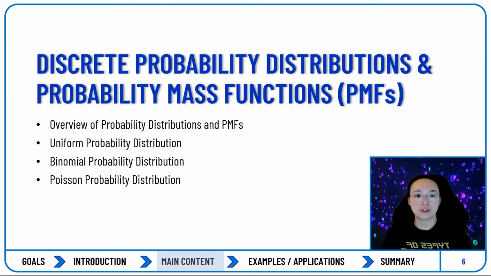So let's start off with discrete probability distributions and probability mass functions. The three main types of distributions you'll have to know of are uniform, binomial, and Poisson. It's the two last ones that are the most important.